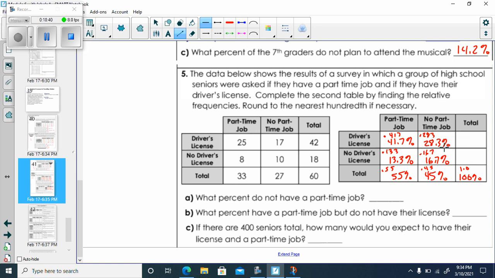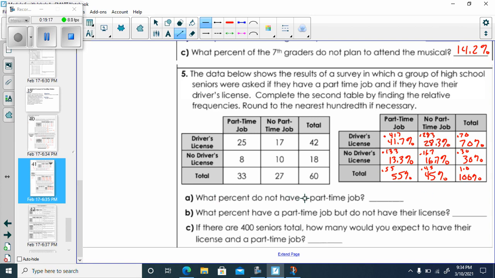Let's add these together, see what we got. 0.417 plus 0.283 is 0.70, or if you add these two together, that's 70%. 0.133 plus 0.167 is 0.30, which is 30%, okay? 70% plus 30% is 100%. 55% plus 45% is 100%.